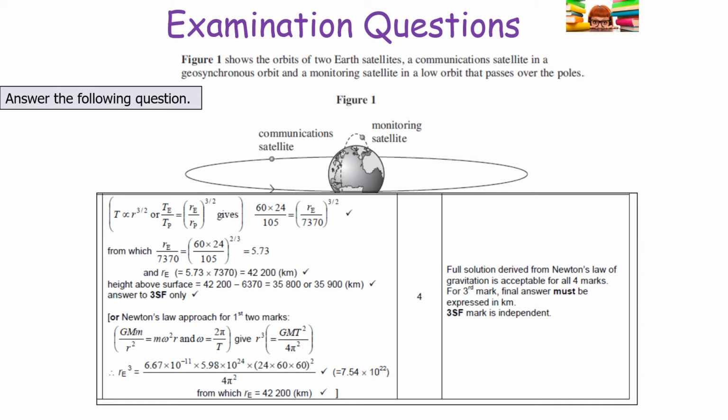So you'd pop in the numbers, but what you've got to remember is, what's the time period of the Earth's rotation? One rotation will be 24 hours, but we're working in minutes because the other value is given in minutes. So you convert the time period of the Earth's rotation to 60 times 24 to get minutes, divided by the time period of the probe, 105 minutes, as given in the question, is equal to R_E divided by 7,370, which is the value for your probe.